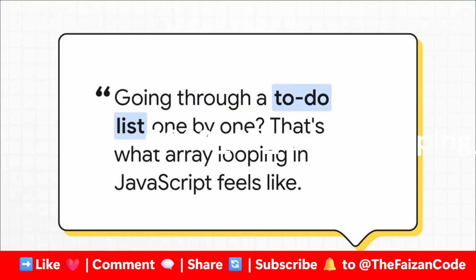The best way to think about this is just like a to-do list. You've got a bunch of tasks, right? You don't just do them all at once. You start with number one, you check it off, move to the next, and so on. That simple, everyday process, that's the perfect way to picture what we're about to do in our code. We're just telling the computer how to check off its own list.